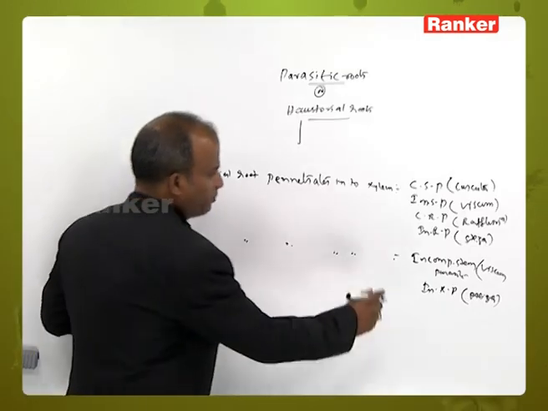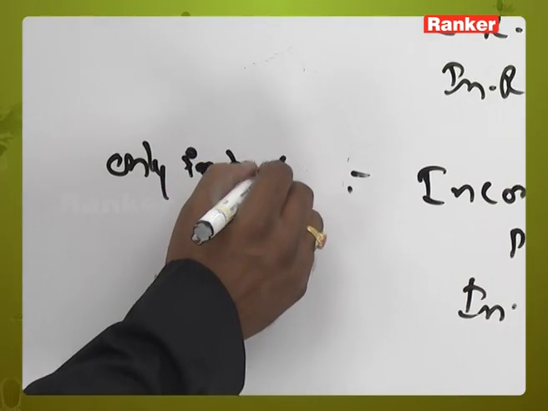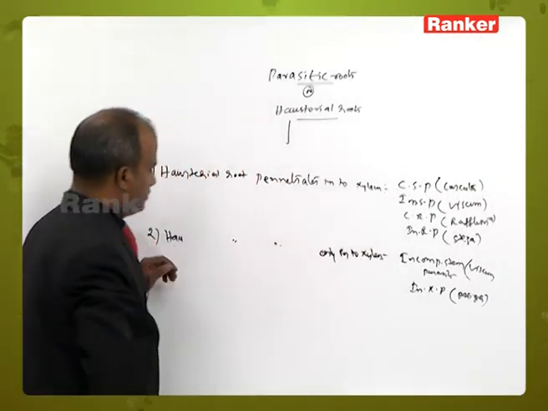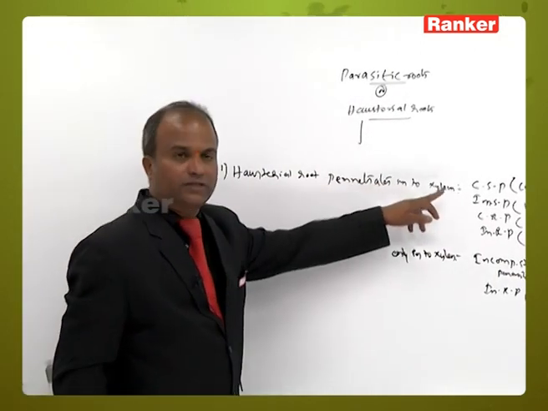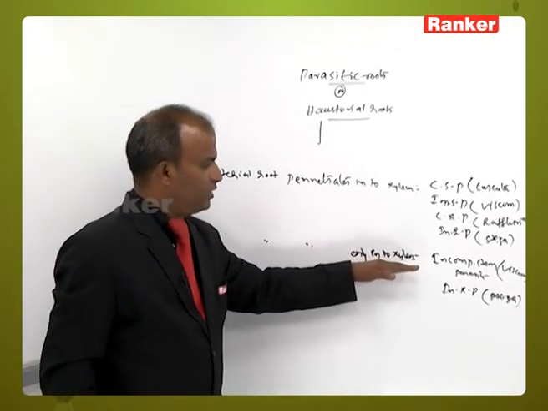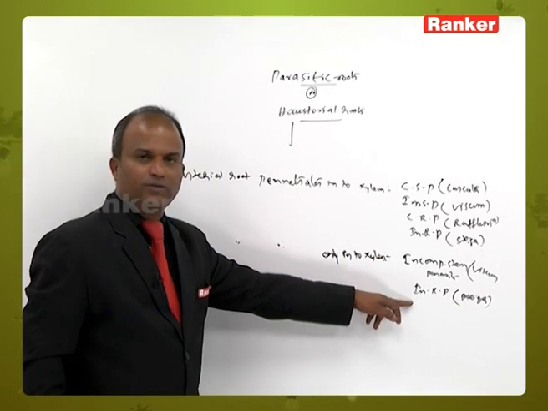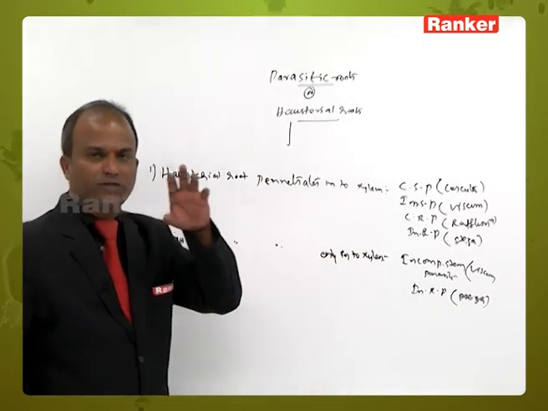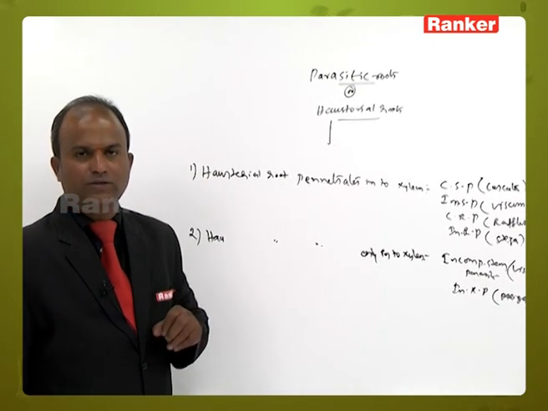Now, haustorial roots penetrate only into xylem. What is the difference between this one and the previous one? Haustorial roots penetrate into xylem in all four examples. Haustorial roots penetrate only into xylem in incomplete stem parasite and incomplete root parasite. Here the haustorial roots penetrate only into the xylem but not into the phloem.